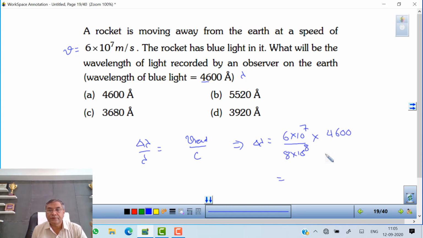Sorry, this is 3. So 2 into 10 raised to minus 1 into 4600. This one we cancel out, so it comes out 920. So change in wavelength is 920. That is, when going away it gets added.